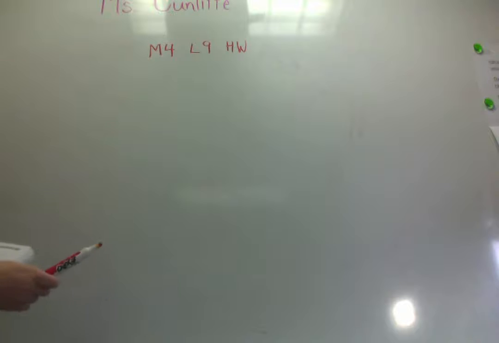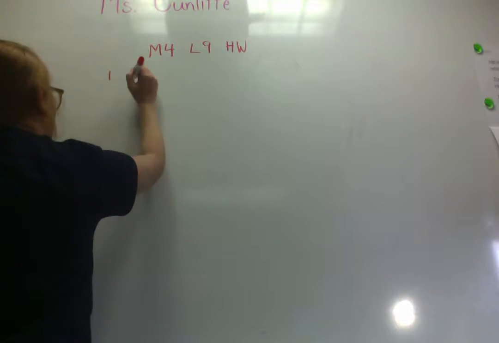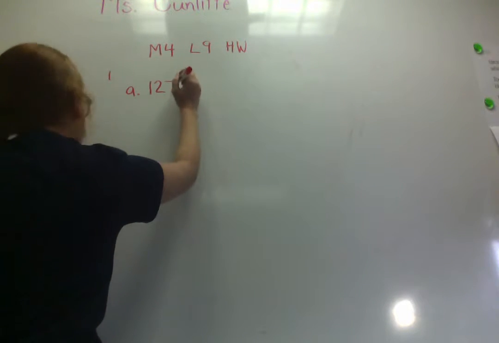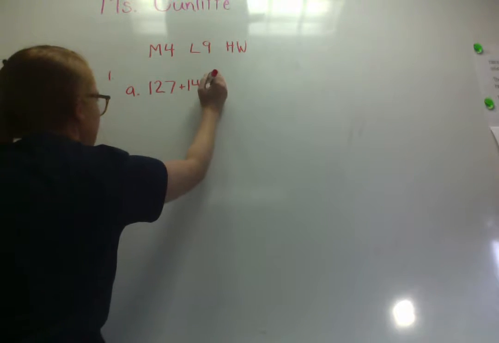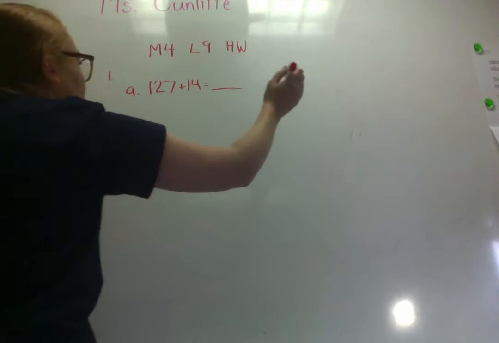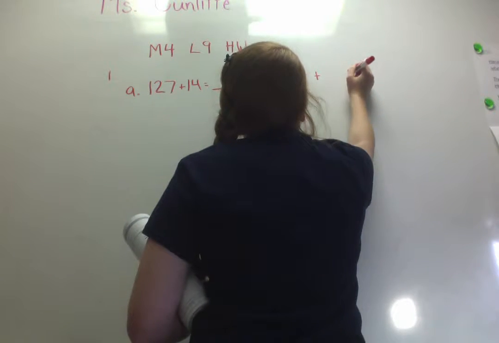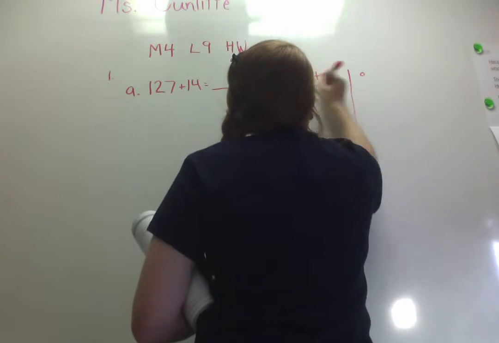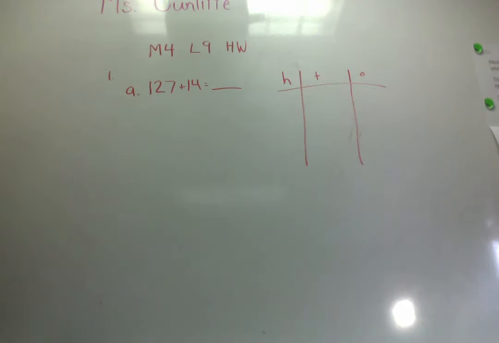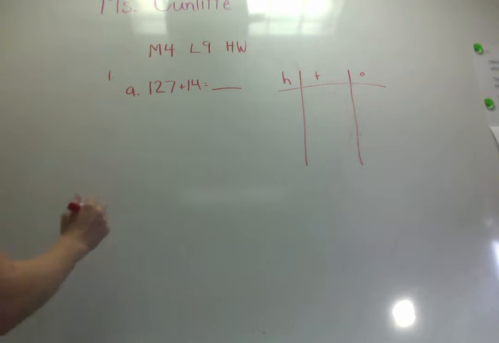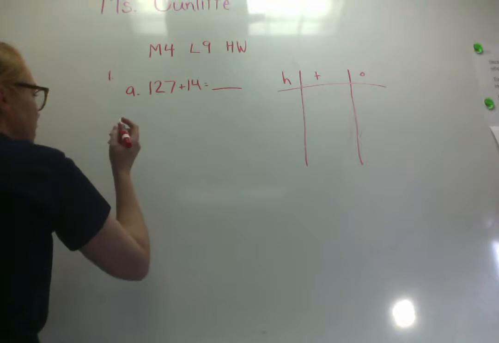Next part. Draw and bundle chips on the place value chart given. So what it shows you for number 1A, it gives you 127 plus 14 equals what? And then over here, it gives you hundreds, tens, and ones. And you have to figure out what all you're going to do. So first, I want you to solve vertically, just like the last time.